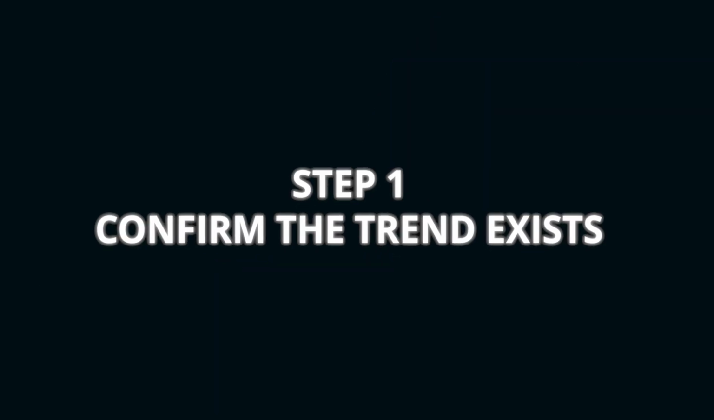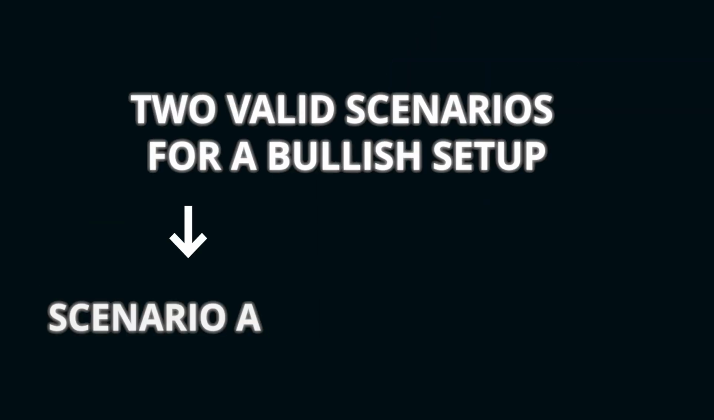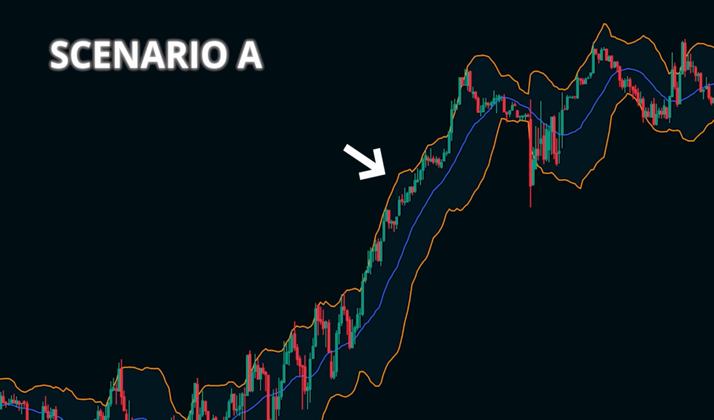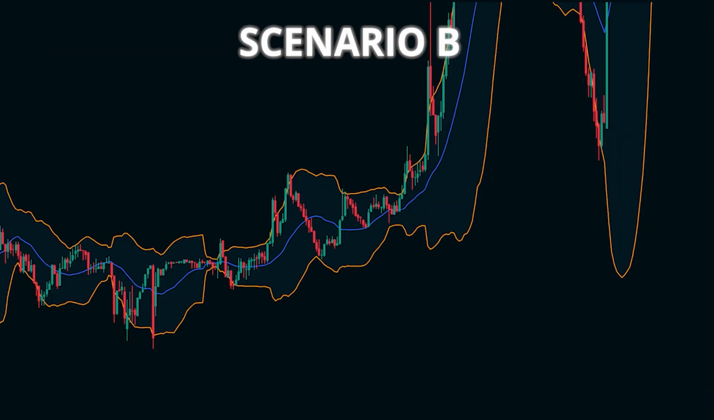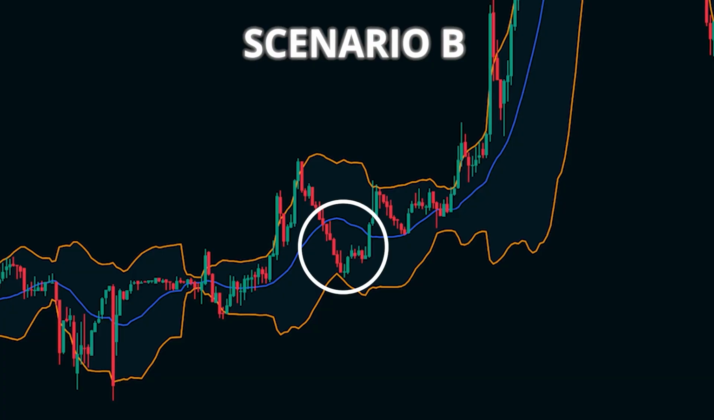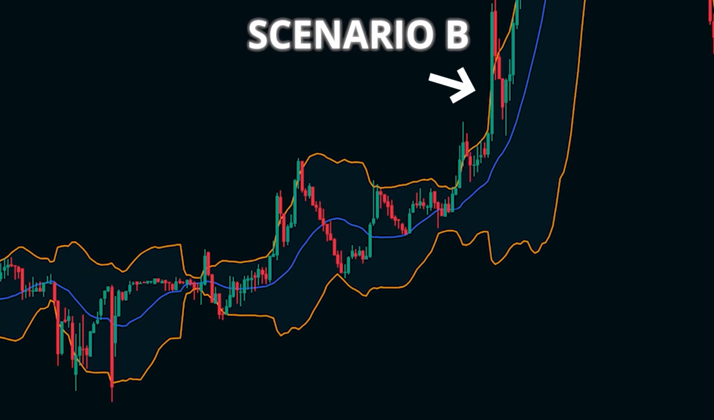The first step is confirming the trend actually exists. There are 2 valid scenarios for a bullish setup. In the first, price has been above the middle band since early in the session. In the second, price briefly dipped below the middle band after the open, but recovered within the first 5 or 6 candles and has stayed above it since.